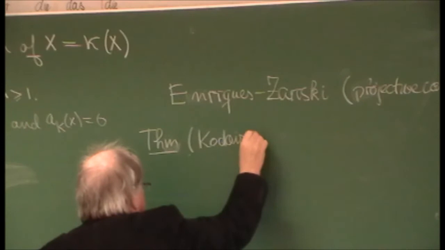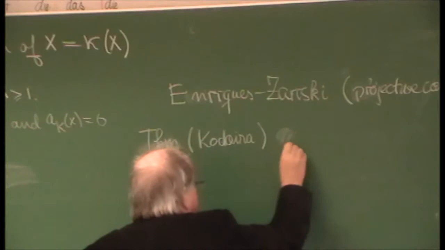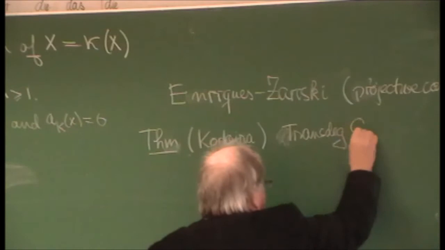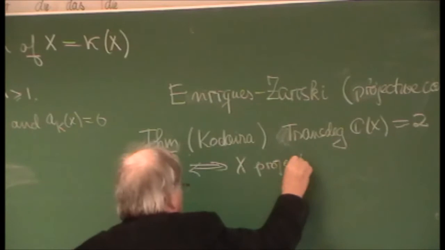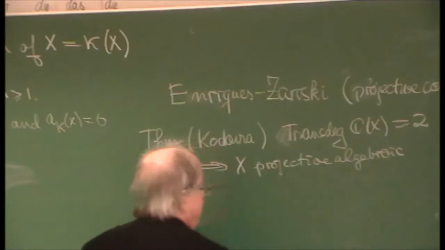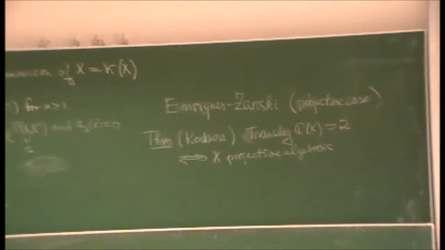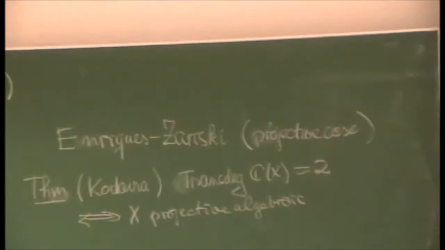That a(X), the transcendence degree of the full function field, is bounded by 2, is 2, then that's the same thing as X being projective algebraic. I'm talking always about surfaces. So if you have maximally many meromorphic functions, then it is projective algebraic. You're sort of willing to believe that.